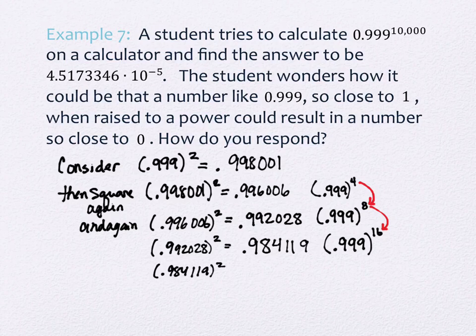98419 squared. We lose a few more pennies. 968491. What power have we arrived at? 32, yeah. Let's go again. 0.968. Would it help you to know how many times we're going to go, just to give you an insight? Okay, let me write this one down and I'll count it.